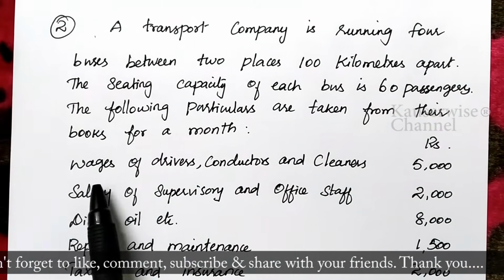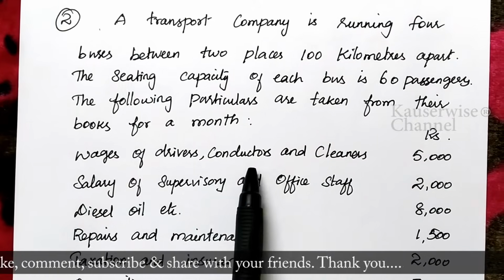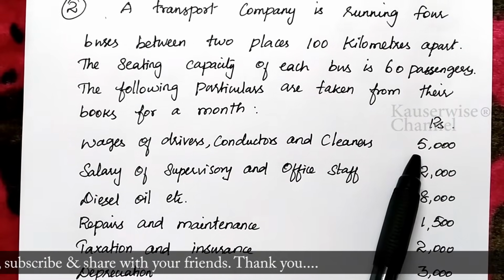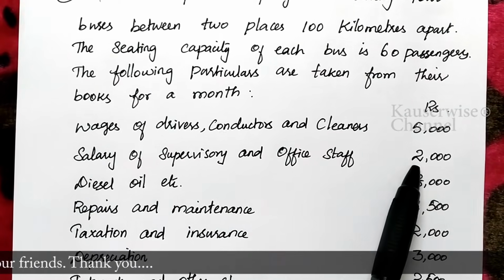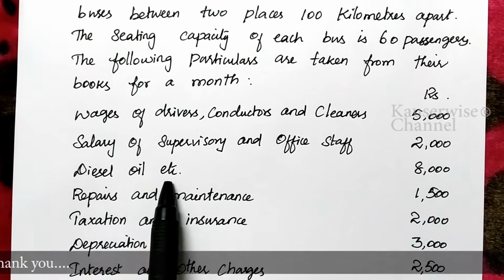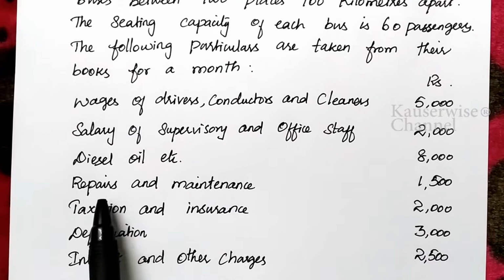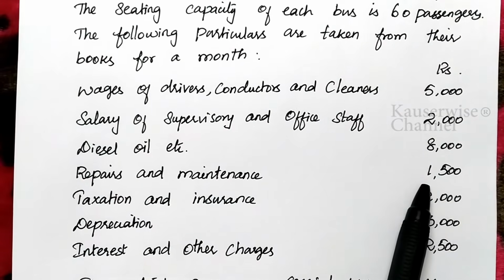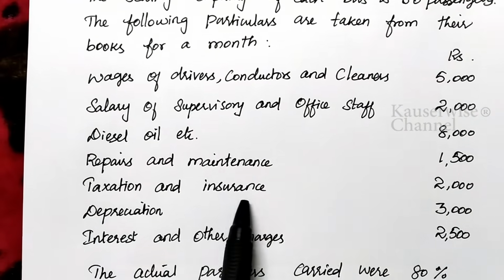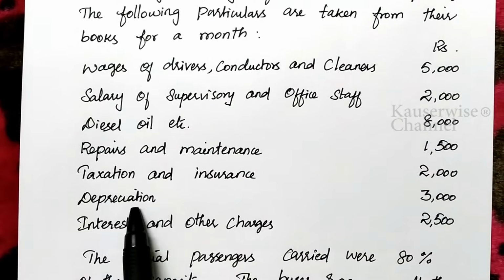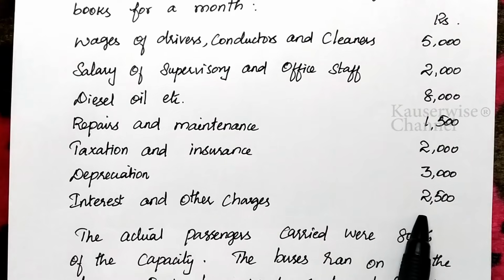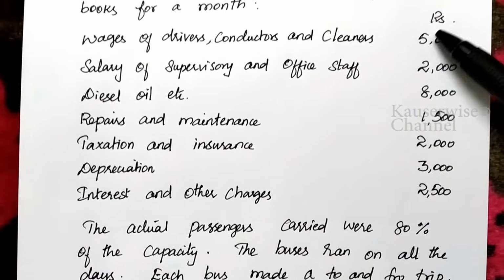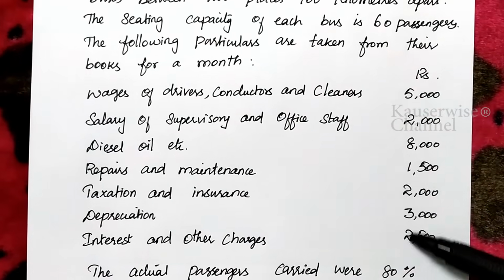Okay, see the first one. Wages of drivers, conductor and cleaner, 5,000 rupees per month. Salary of supervisor and office staff, 2,000 rupees. Diesel oil etc., 8,000 rupees. Repairs and maintenance, 1,500. Taxation and insurance, 2,000 rupees. Depreciation, 3,000 rupees. Interest and other charges, 2,500. Okay, so these are the cost informations given.